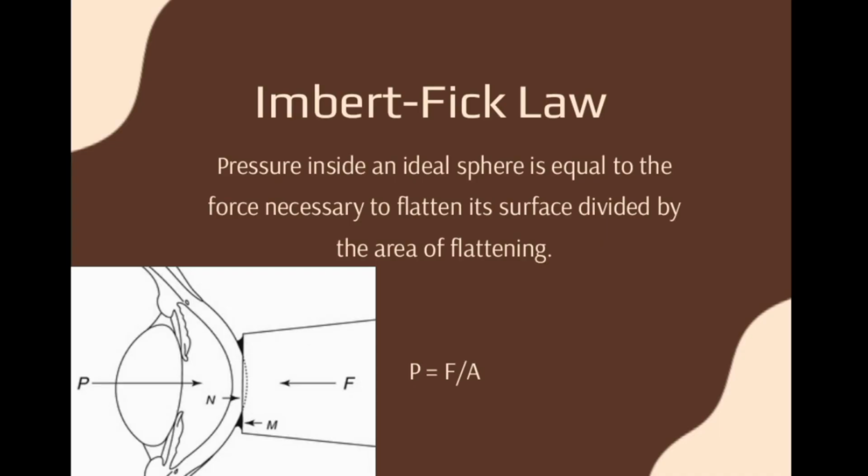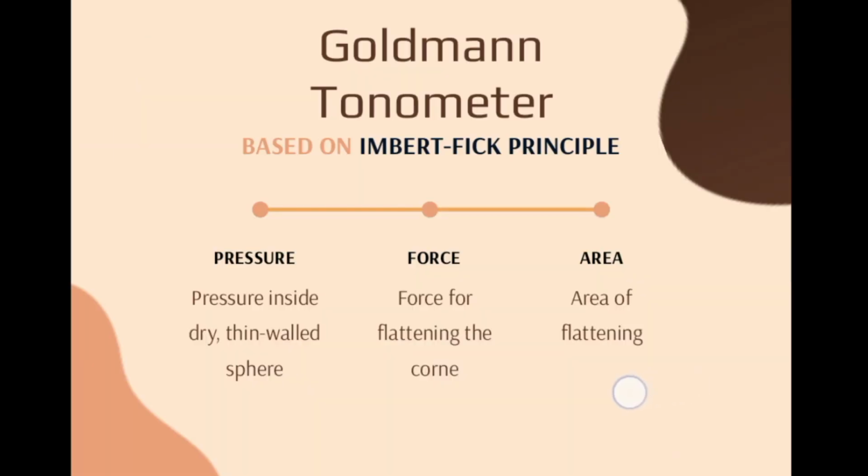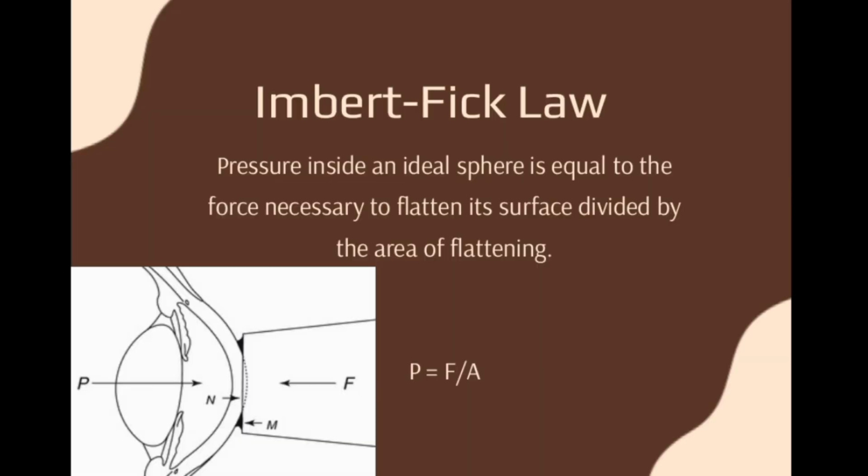So now what is Imbert-Fick law? It is actually saying that pressure inside an ideal sphere, meaning the pressure inside the eye. Over here, we are talking about an ideal sphere, and I'm just relating it to the cornea, but I'm going to discuss some other conditions which also act on the corneal surface. Right now you just need to understand these three factors very carefully. So I have told you the pressure is inside the eye, which is any dry thin surface, right? So pressure is actually that of an ideal sphere.